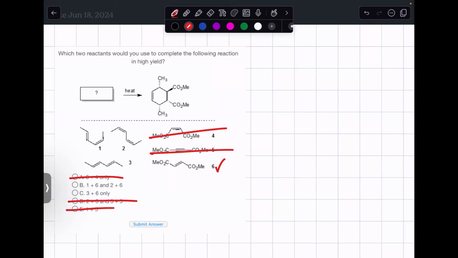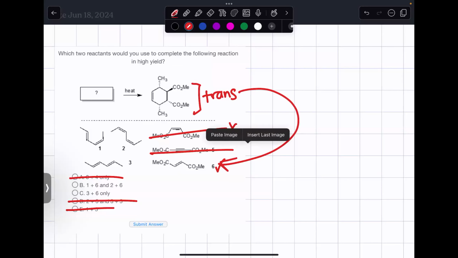Okay, and then let me see. So one, two, wait, 1, 2, 3, 4, 5, 6. I think you could use, wait, 1, 2, 3, 4, 5. 1, 2, 3. Okay, so yeah, we already know that. Right, and that's the dienophile part, which is this part over here.